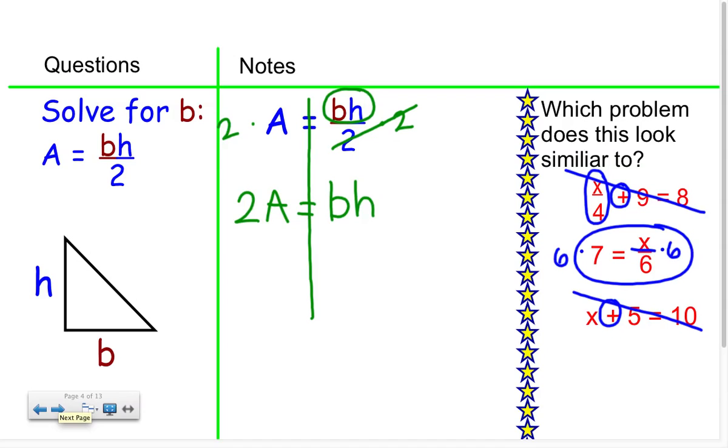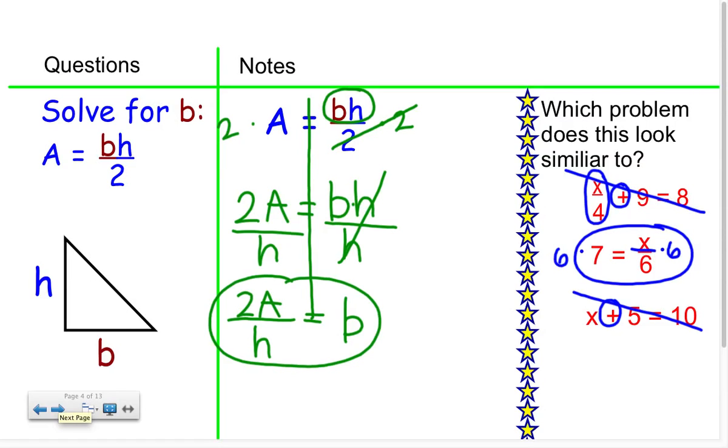Now if I want to break up my couple, remember we're solving for b. This is b times h, so I've got to get rid of the h. The h's are gone over here. I'm left with b equals 2a over h. Check and make sure I solved for the right variable, b and b.